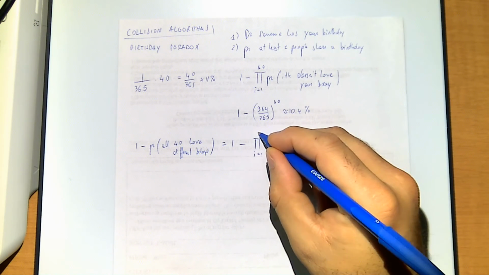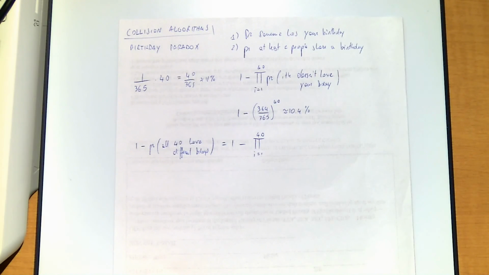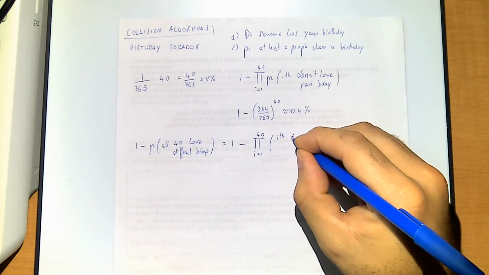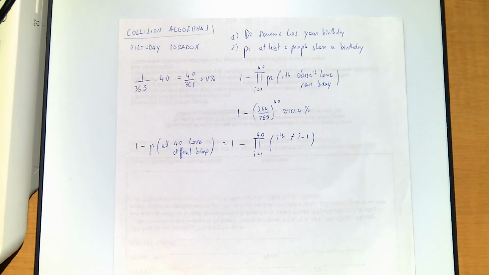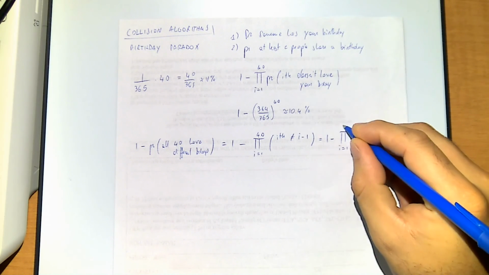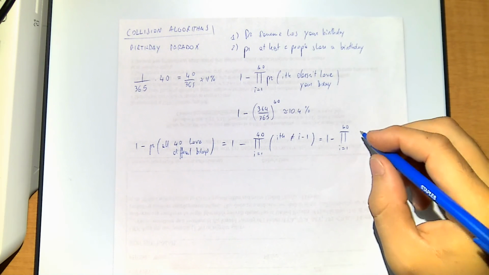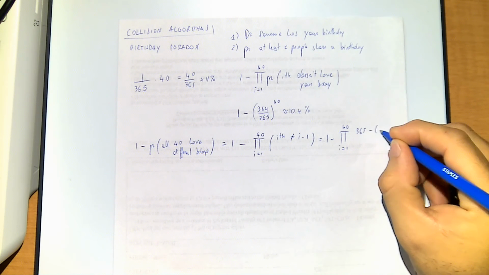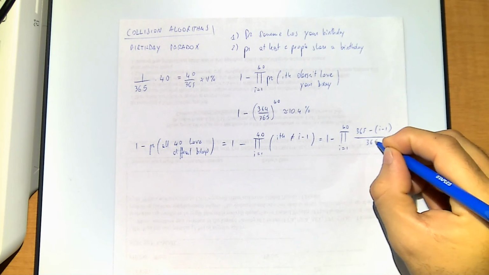So this is going to be 1 minus the product from i equal to 1 to 40. What we have to count is that at the beginning we have 1 guy, then the second guy has to be different from the first one, and the third has to be different from the previous 2. So the ith person is different from the previous i minus 1. This we can count. It's not hard, but it's 1 minus the product, i from 1 to 40, of (365 minus (i minus 1)) over 365.